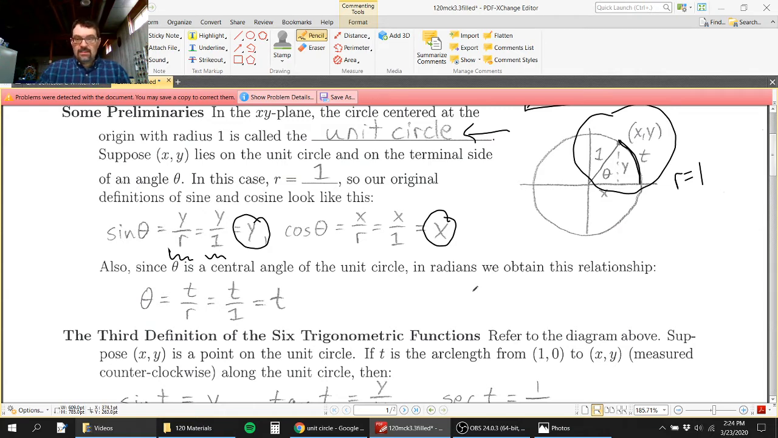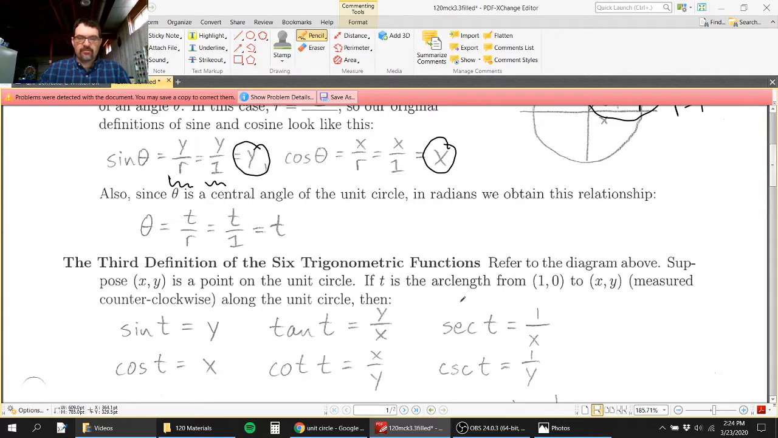All right, so then the definition of our 6 trig functions looks like this. You can put t or you can put theta in here because theta and t are equal to each other. So whether you're thinking arc length or angle measurement, and mostly we just think angle measurement, here's your definitions. And these are the exact same definitions we had a long time ago. It's just what you get if you put a 1 in for all the r's.